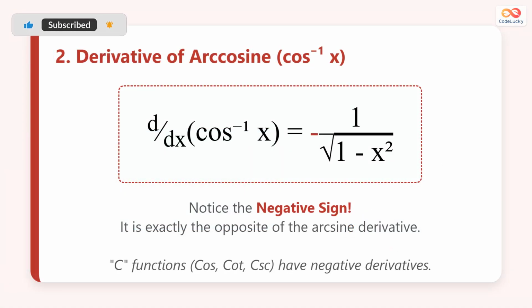Next is the derivative of arccosine of x. Notice closely. It is exactly the same as the derivative of arcsine, but with a negative sign. So, it is -1 over the square root of 1 minus x squared. This negative relationship is a pattern you will see repeatedly.